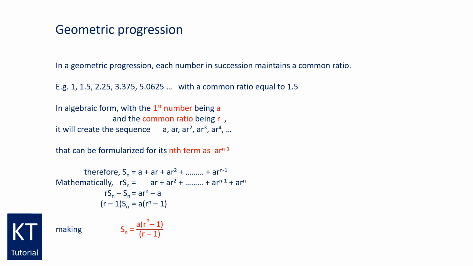And in a geometric progression, its Sn is equal to the product of A with R to the power of n minus 1, all being divided by R minus 1.